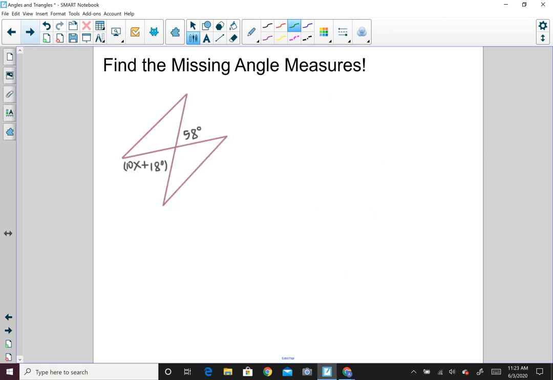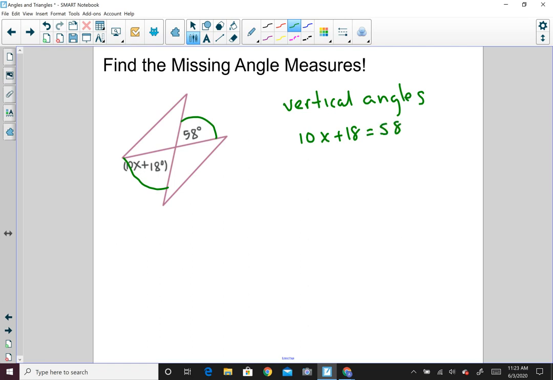Let's do another one. Okay, let's take a look. Here's marking this angle, and now I'm going to mark this angle. They're across from each other. They don't connect, so I know that's a vertical angle. So my relationship, step 1, is vertical angles. If they're vertical angles, I know they're equal. So I know 10x plus 18 equals 58.